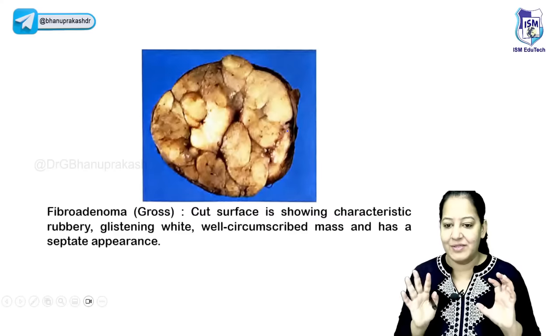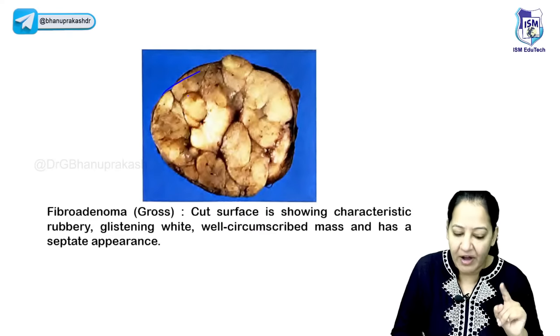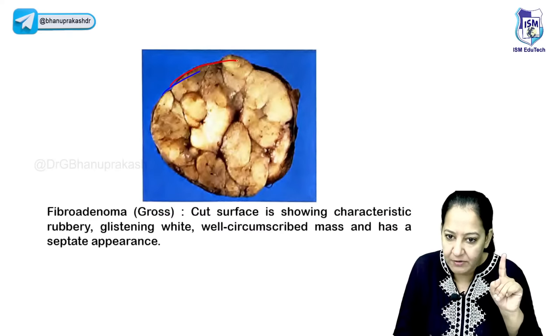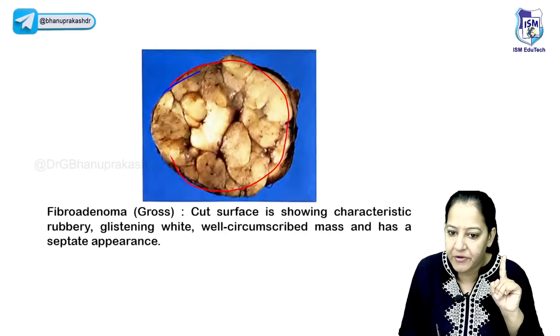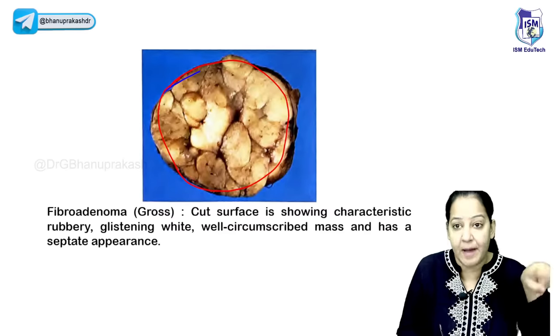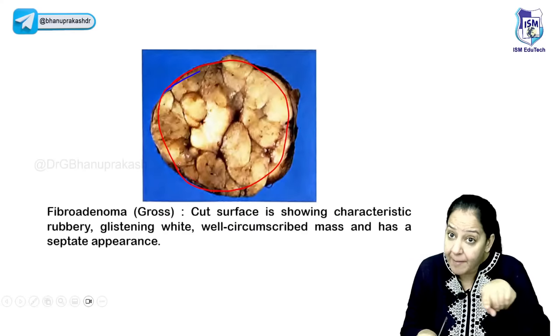And you can see this is the gross. Can you see this is the gross? You can see this is fibroadenoma. I am telling you the gross of the fibroadenoma. Make out the margins. This is the boundary. You can see it is covered by a capsule, a well circumscribed, capsulated tumor.